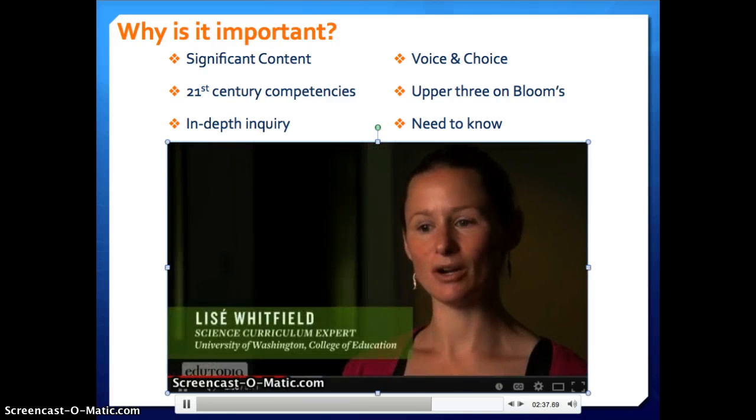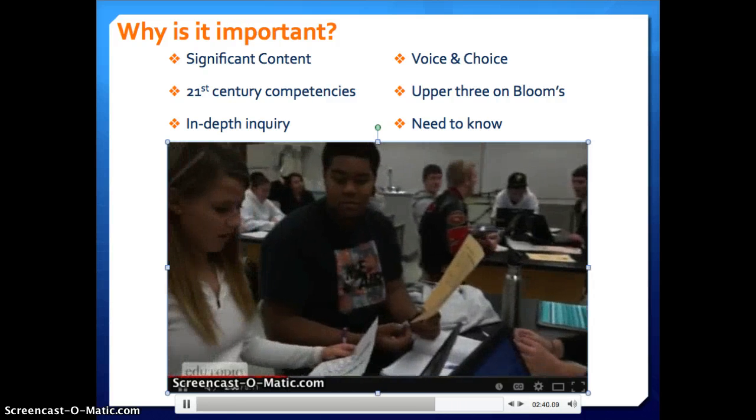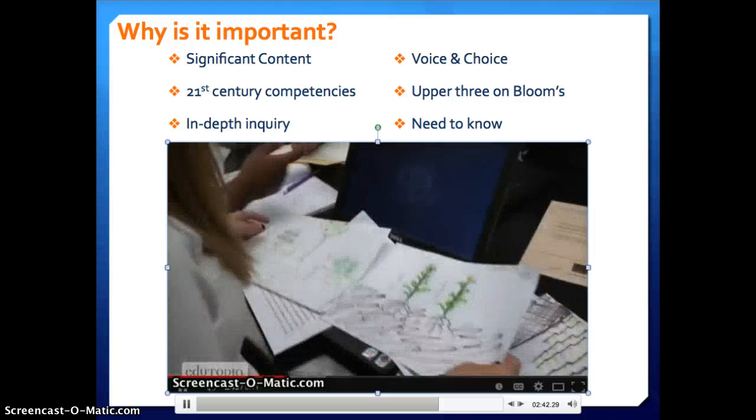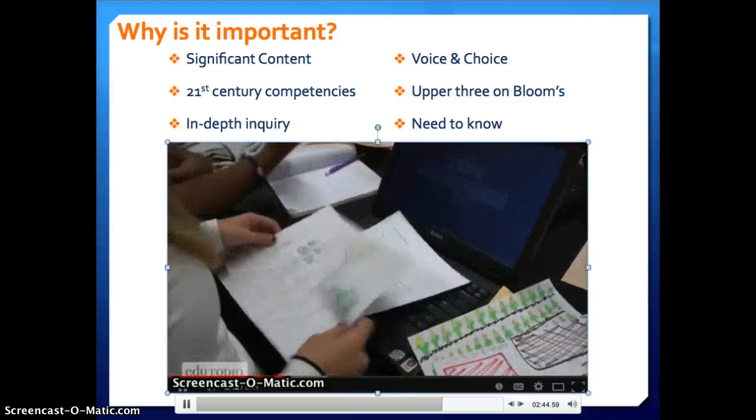I came on board after the AP US Government and Politics course was in place, and the team wanted to add a second course, AP Environmental Science.